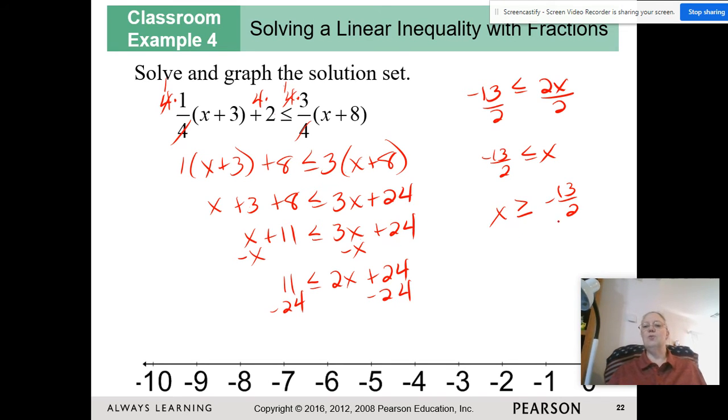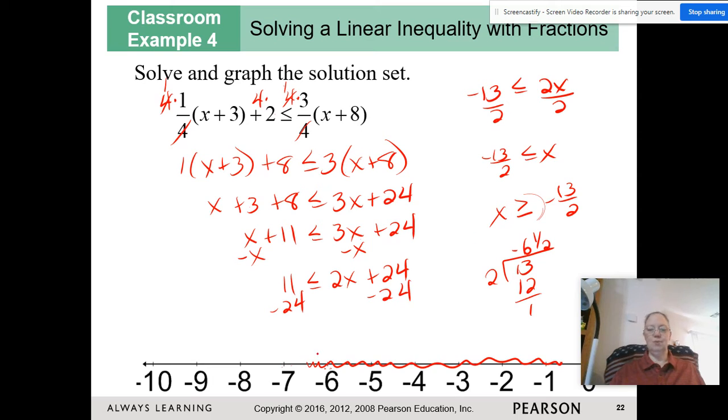All right, so a lot of students have trouble graphing this improper fraction. It's easier to graph if you make it a mixed number. So 2 goes into 13 6 times. So it would be -6.5. Okay, so -6.5. So it's between -6 and -7.